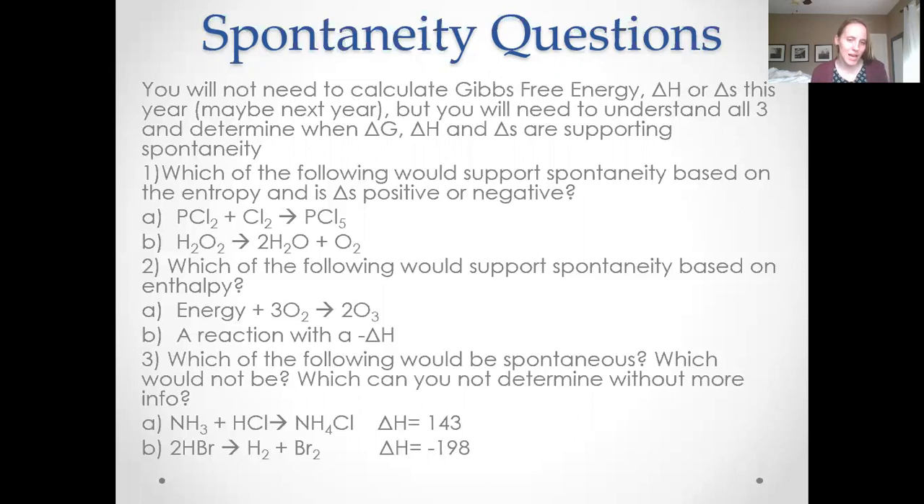For 3B, we have 1 molecule splitting apart into 2. That is becoming more disordered, so a positive delta S. The delta H is negative, and so a negative delta H with a positive delta S is spontaneous. This is a little chart that you might want to sketch out to help you remember. So I've got spontaneous on one side, not spontaneous on the other. Under spontaneous, I have a negative delta H or a positive delta S, and then not spontaneous is a positive delta H or a negative delta S.